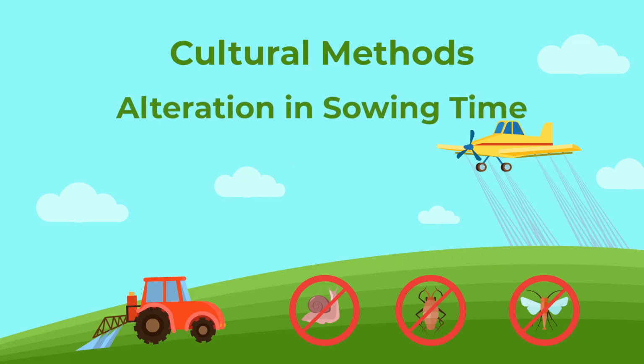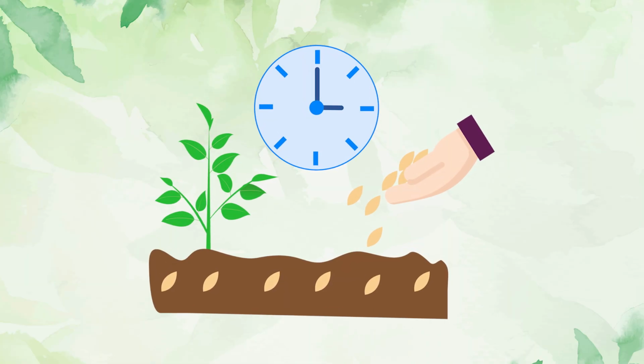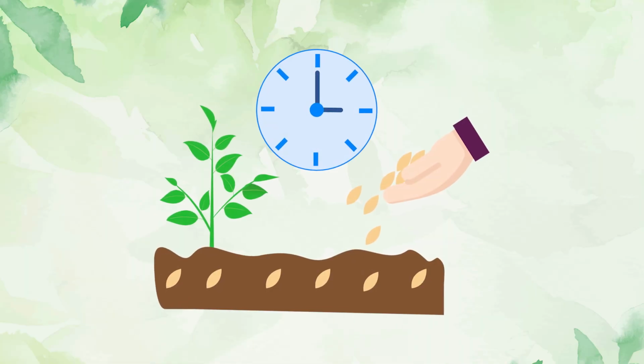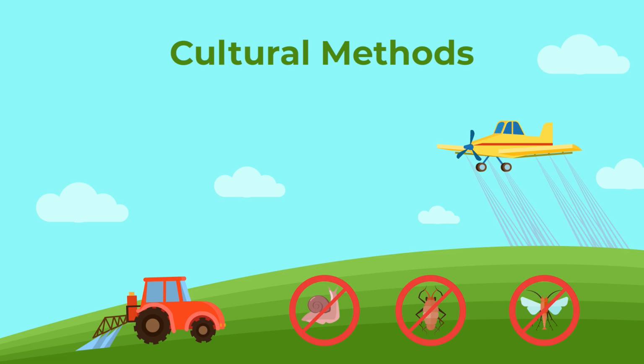Alteration in sowing time. Manipulation of sowing time and selection of early or late varieties also dodges the pathogens. Certain diseases such as early blight and late blight are time-bound and require a particular stage of growth of the plant to infect. Unavailability of the susceptible stage keeps the infection at bay.